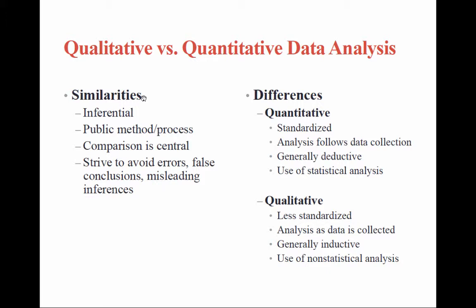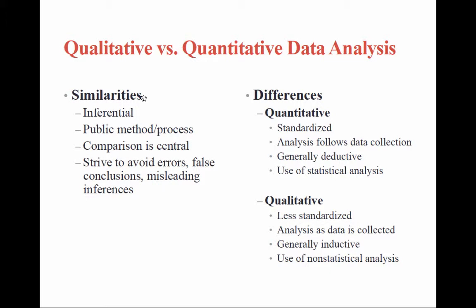And not surprisingly, in both qualitative and quantitative data, there is an extreme effort made to avoid errors, to avoid making false conclusions, and not make misleading inferences or misleading jumps between the data and the abstract concepts. Now, those similarities are important to note because we typically overlook how they are similar. Instead, most of us do focus on how these two methods are different.